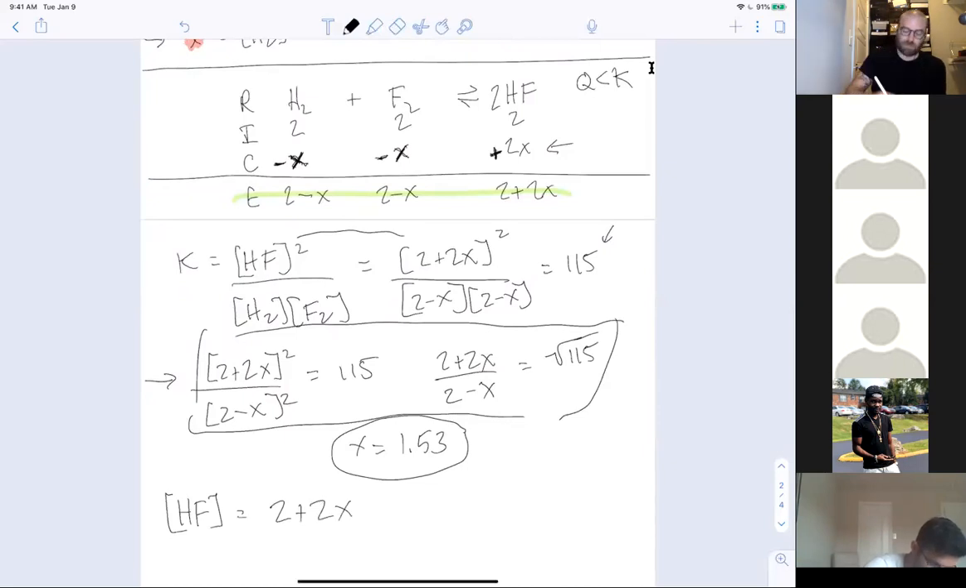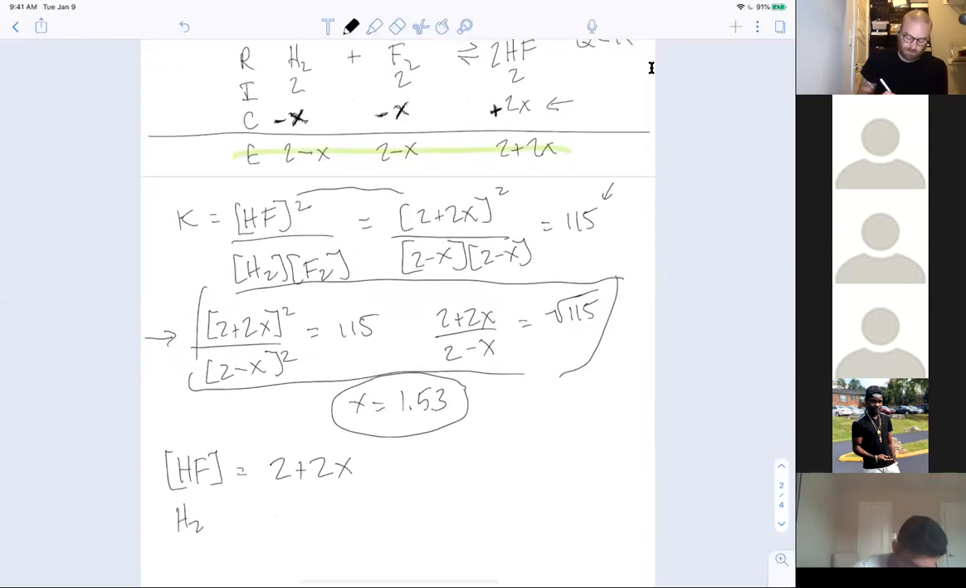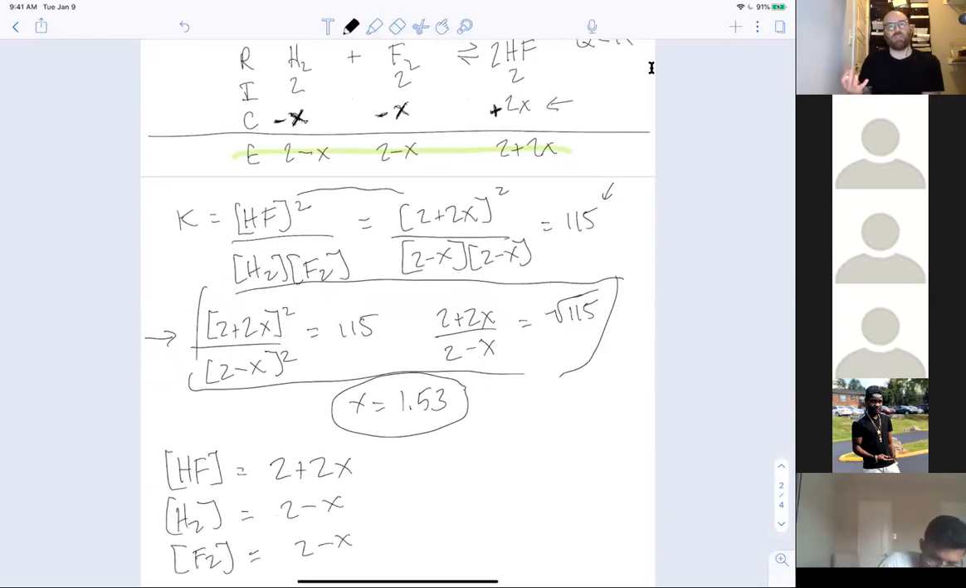This is another place where people get confused with the square. Like, what about the square? Do I have to worry about the square? The square does not matter here because I've defined the concentration of HF as 2 plus 2x. If you're confused on that, don't feel bad. That's a common point of confusion. Hang out for office hours and we can clear that up. This is how I defined all of these. For HF, I start out with 2, and then I gain 2x. For H2, I start out with 2, and I lose x. F2, I lose x. And then I just go in and plug these values in.